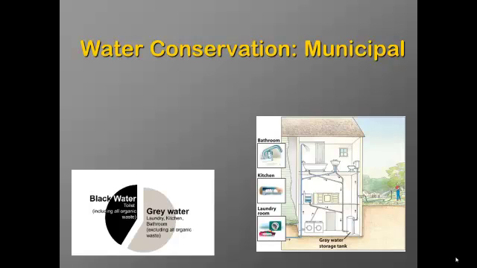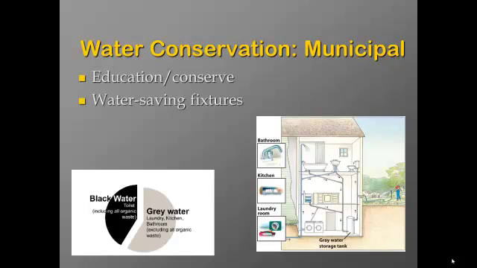Municipal or home water conservation varies significantly from region to region or even household to household. The key to water conservation around the home is education. When folks understand how water can be conserved by repairing leaks and installing water-saving fixtures, they will often do so. Also, as water treatment costs rise and are passed on to the consumer, people begin to look for ways to reduce water use and waste and thus reduce their costs.